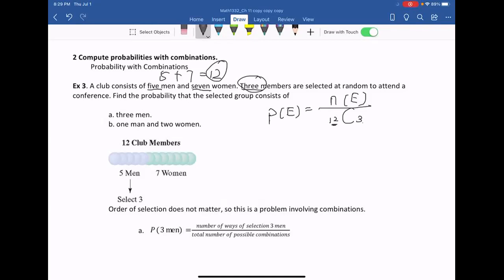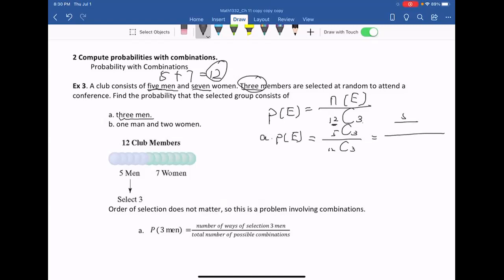3 men. So when I select 3 members from 12 people, and all 3 of them are men, that means the top part, n(E), equals selecting 3 men from 5 men, which is 5C3, divided by the sample space, which is 12C3.